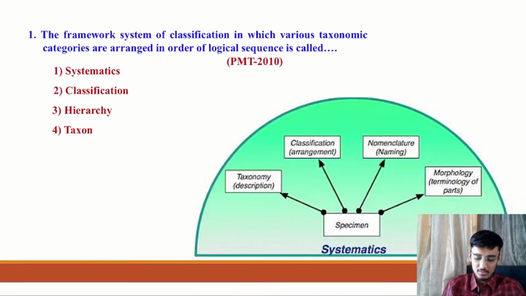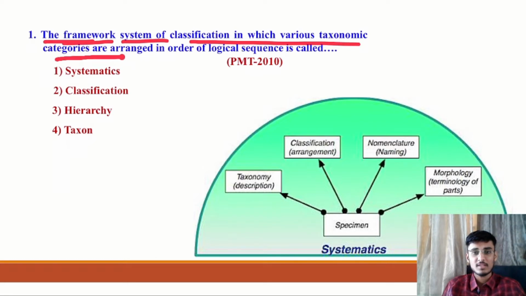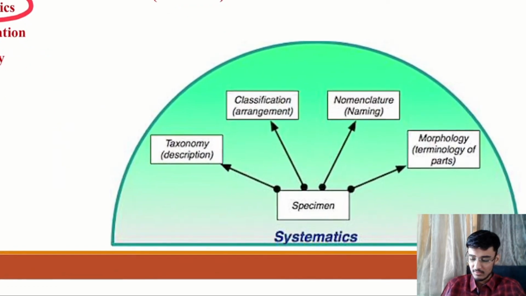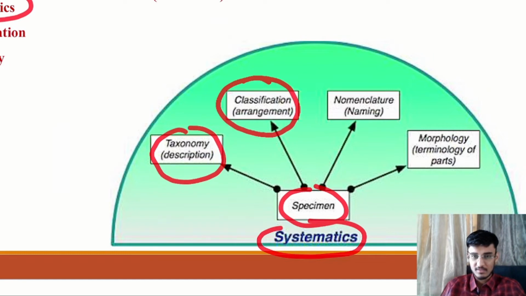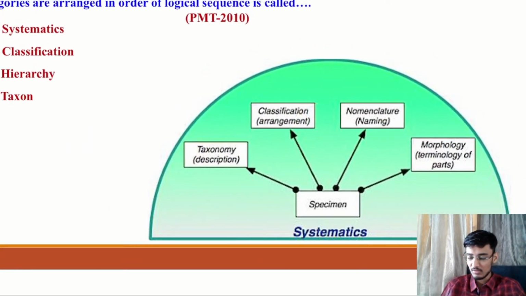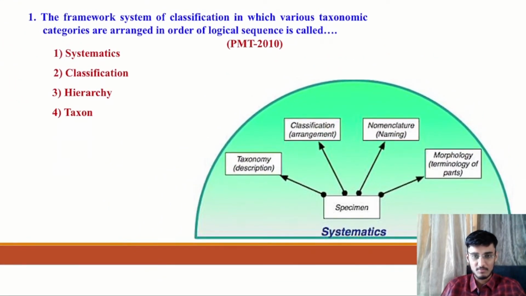Here you can see question number 1: the framework of the system of classification in which various taxonomical categories are arranged in the order of logical sequence is called. Your answer is systematics, because systematics contains taxonomy, classification, nomenclature, which means naming, and morphology, which is called outer appearance. This is part of the terminology of plants. So systematics describes the particular classification of the specimen.